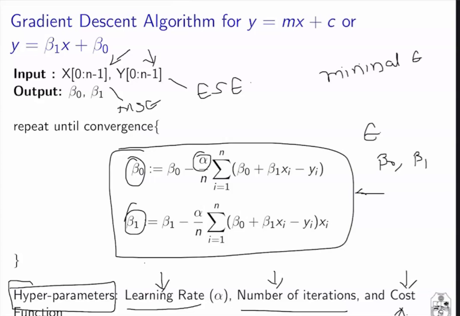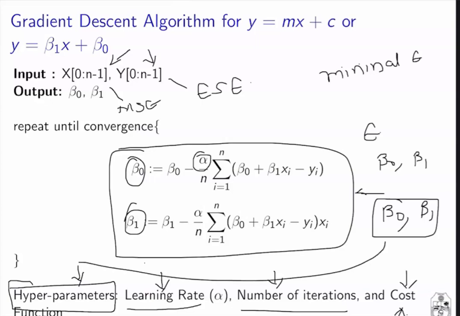The gradient descent algorithm is also a parametric algorithm in which we are estimating the parameters like beta 0 and beta 1 of the model, which is nothing but the slope and the y-intercept. And these are the hyperparameters. Hyperparameters help us to find out these parameters, and the hyperparameters for the gradient descent algorithm are learning rate, number of iterations, and the cost function.